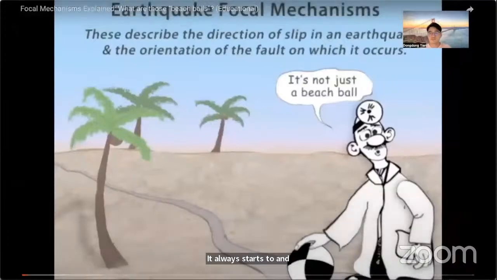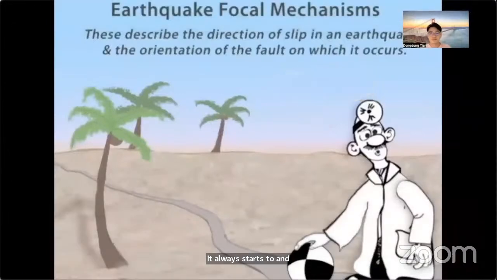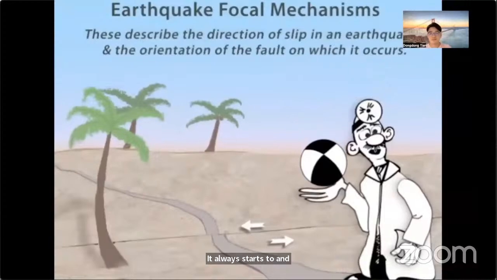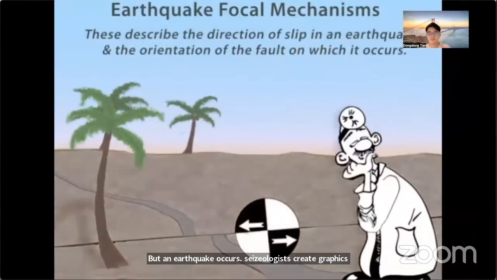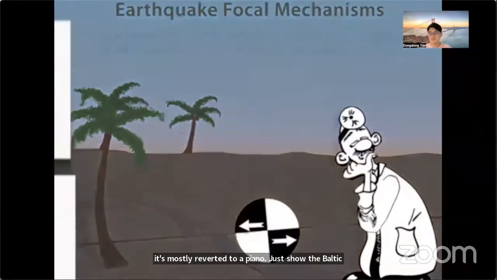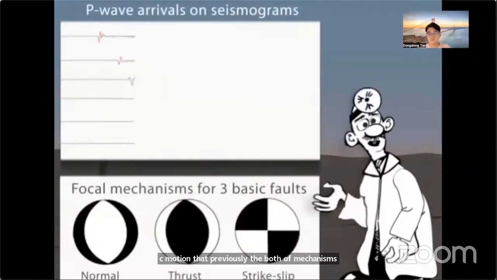When an earthquake occurs, seismologists create graphics of focal mechanisms, informally referred to as beach balls, to show the faulting motions that produce the earthquake. The focal mechanisms are based on the direction of the first arriving P wave.